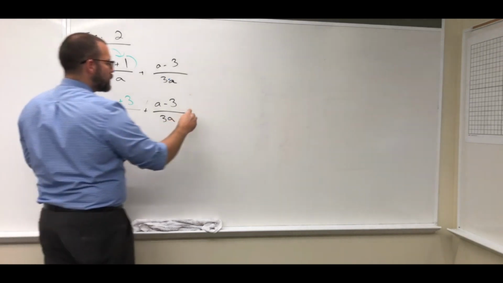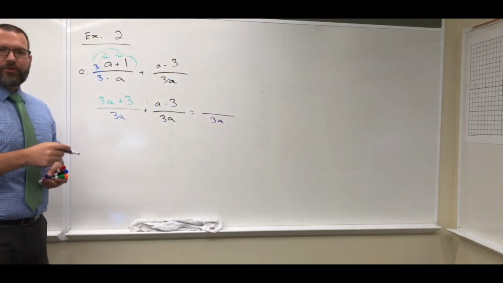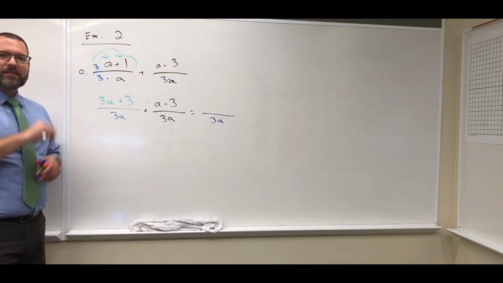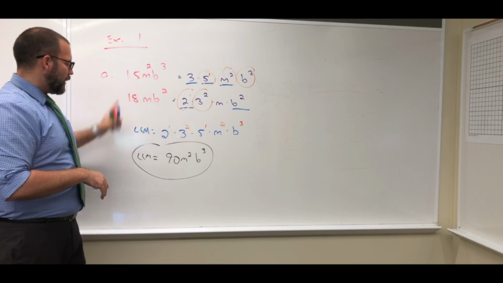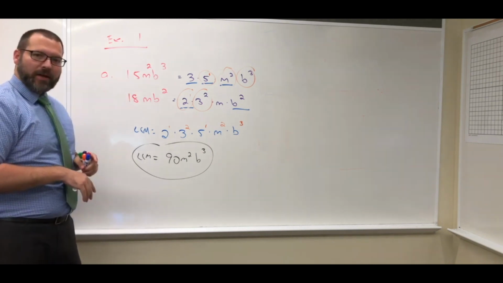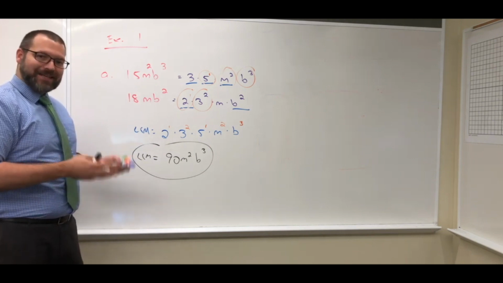My new result, the sum, is simply going to be denominated in 3a's. These are like 3a sized slices of pizza. To add together fractions with these denominators, this is the common multiple I would use, the least common denominator. Okay, here we go.